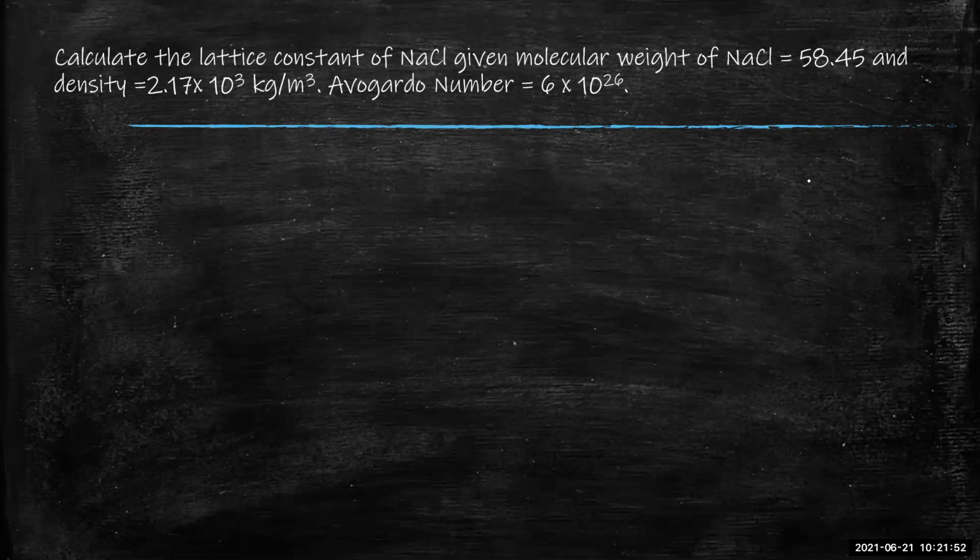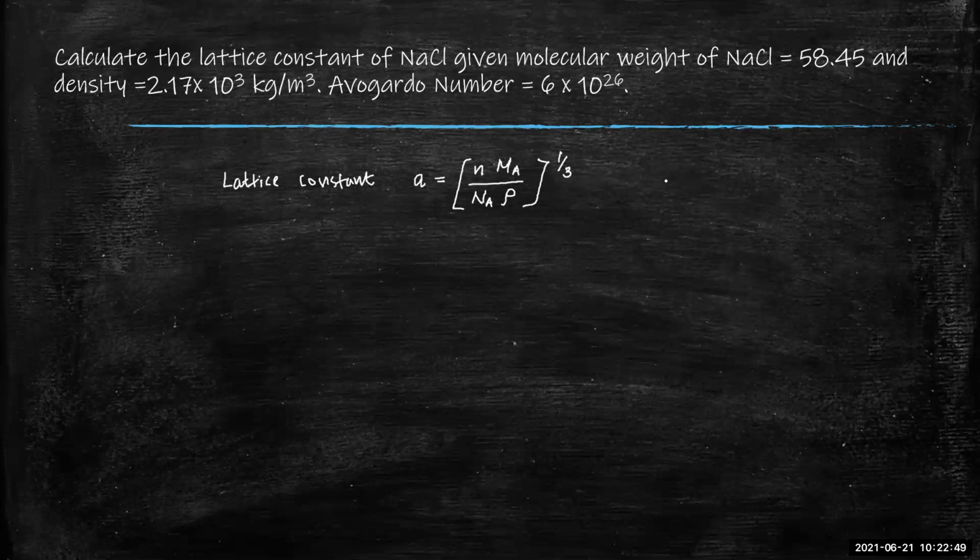Here we know the expression for the lattice constant: A is equal to N into MA divided by Na into rho, all raised to 1 by 3.